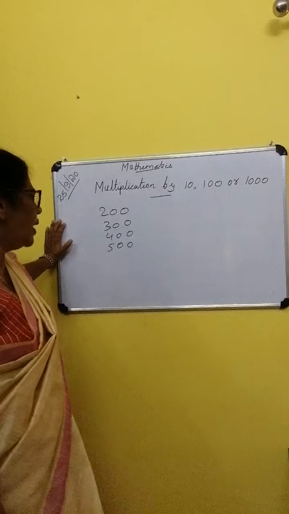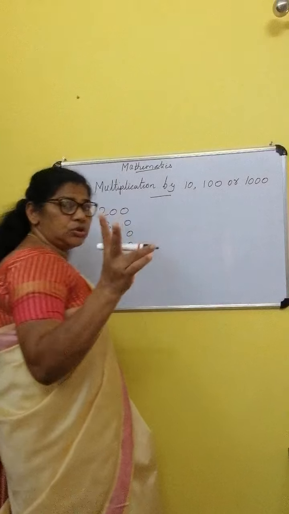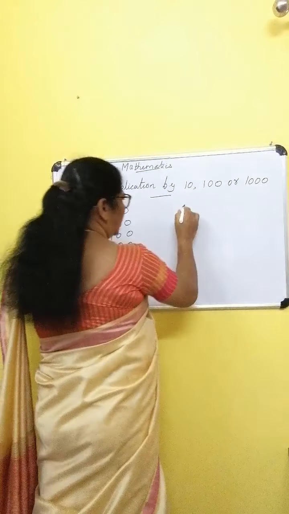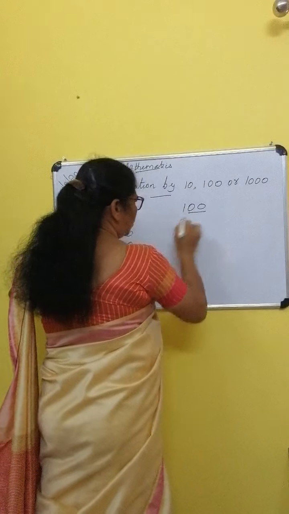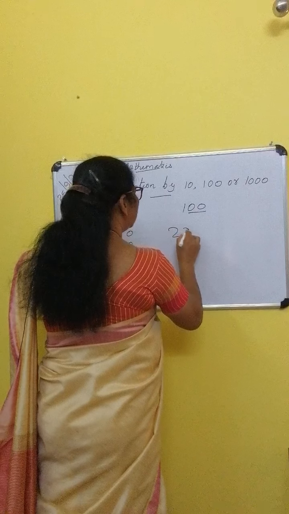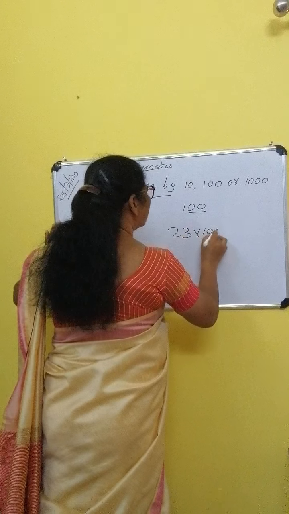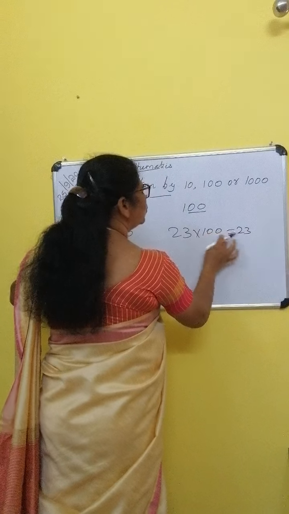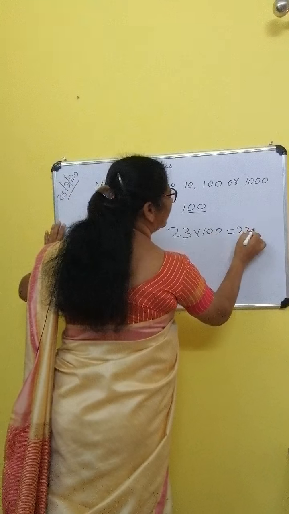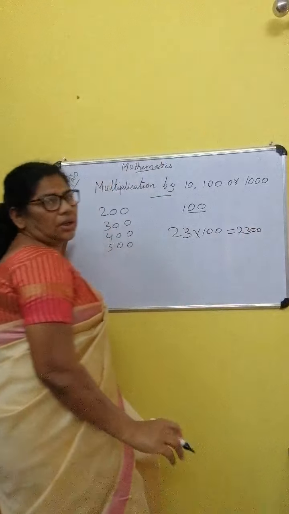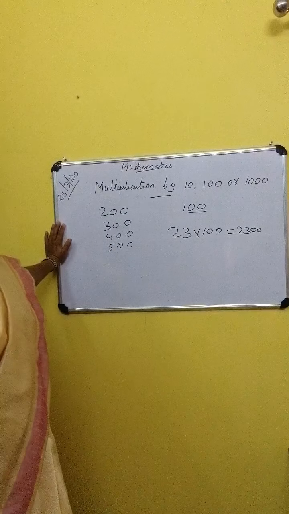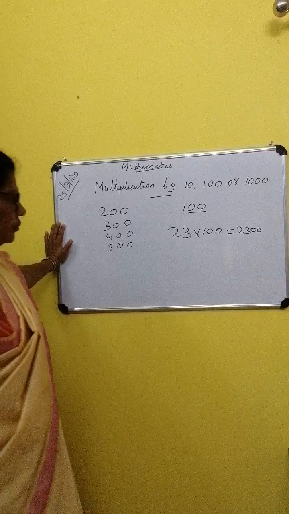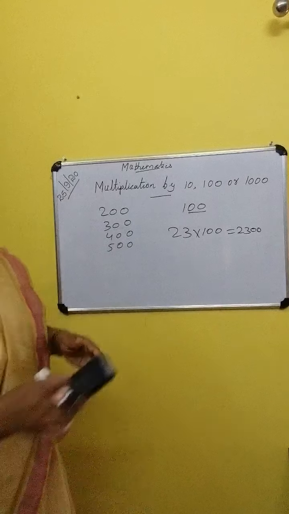When we multiply by 100, put the 2 zeros. See, 100 has 2 zeros. See, 23 into 100 equal. Write this 23. Then 2 zeros are there in 100 now. Put those 2 zeros to the right side. Understood? Then one more.